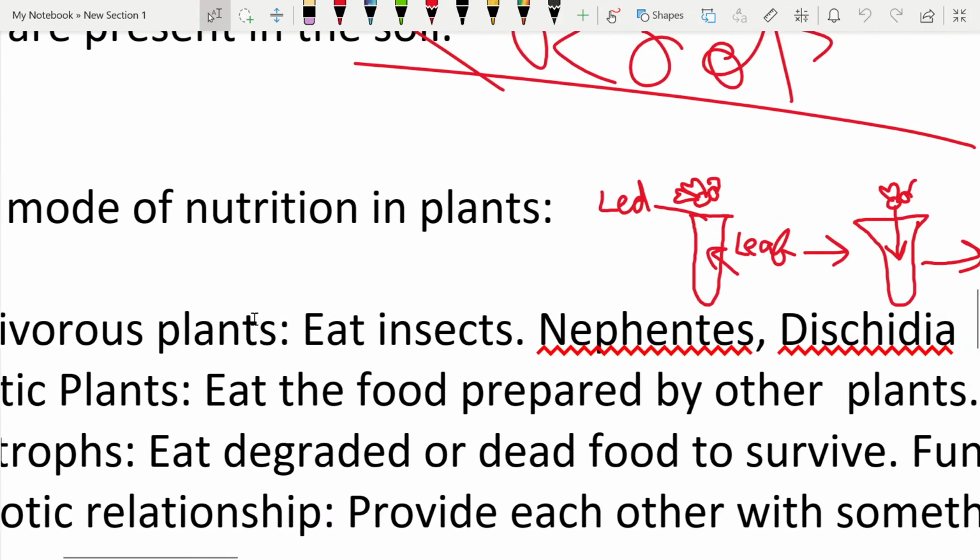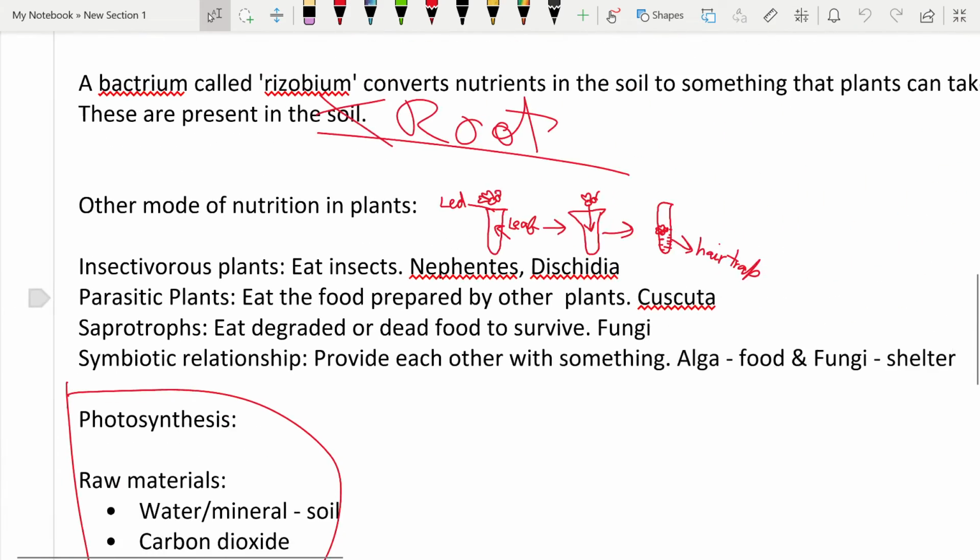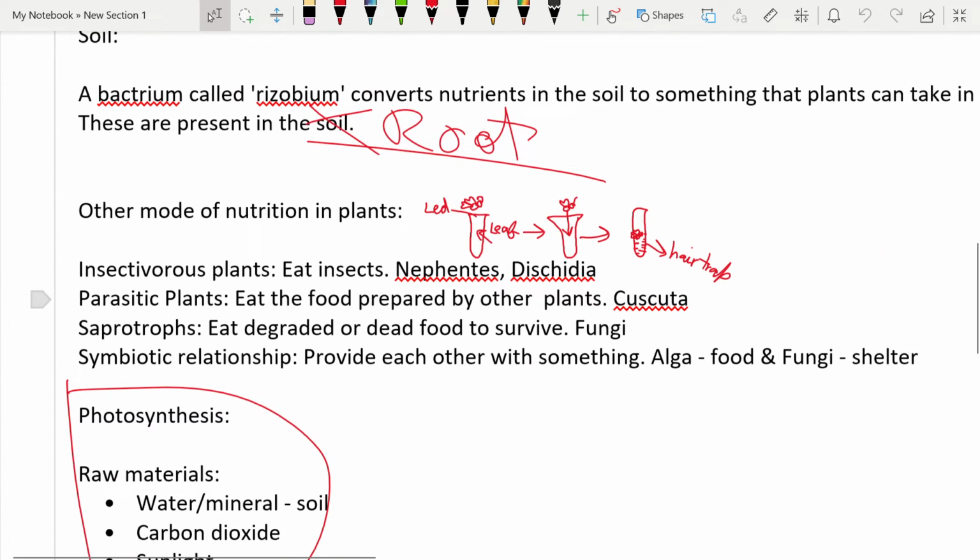nutrition works. Then there are parasitic plants, which eat the food prepared by other plants, like Cuscuta, right? Then you have got saprotrophs, which eat degraded or left food to survive, like fungi. Symbiotic relationship is when two organisms provide each other with something that they need to survive. Example, alga and fungi. Alga provides fungi with food and fungi in return provides alga with shelter to live. So that's how a symbiotic relationship works.